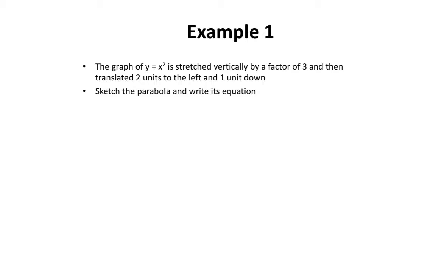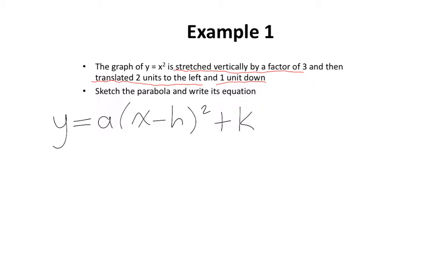Before we do anything, let's identify the key pieces of information given. The graph is stretched vertically by a factor of 3. It is translated 2 units to the left and 1 unit down. Before interpreting this information, let's recall the vertex form of a quadratic relation, which is y equals a(x minus h) to the power of 2 plus k.